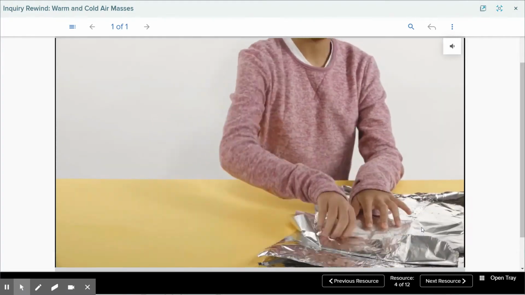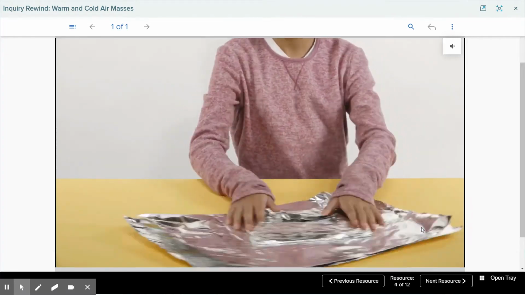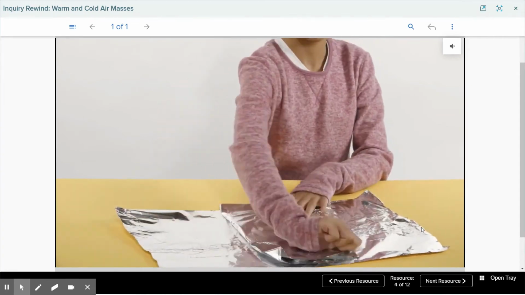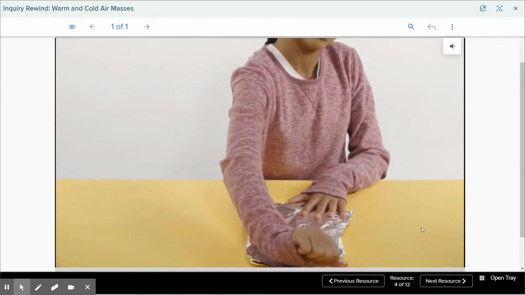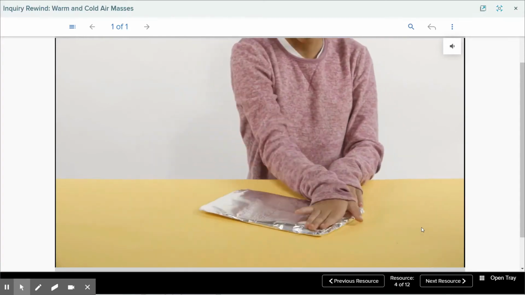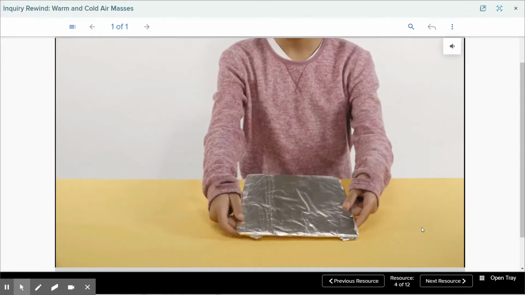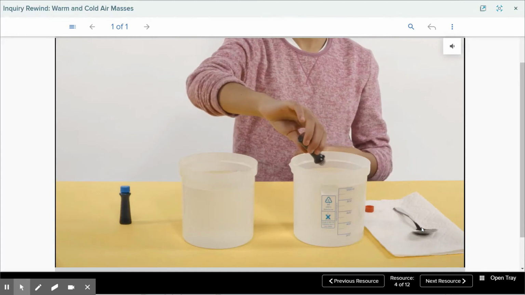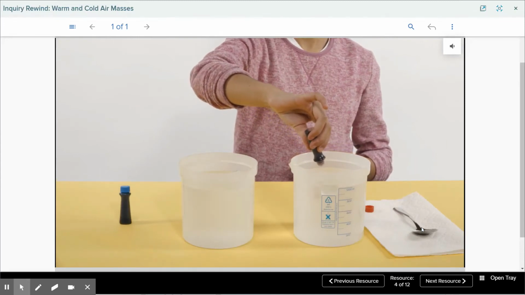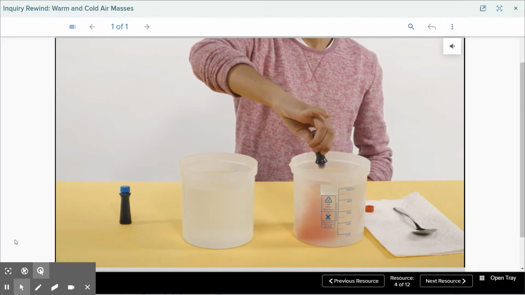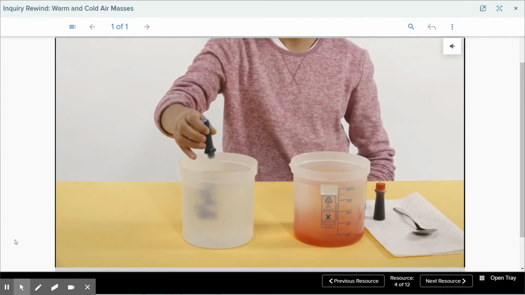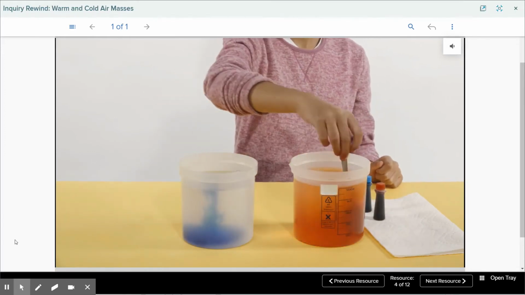First, prepare the water and the cardboard. Wrap the piece of cardboard in aluminum foil. Make sure you cannot see any of the cardboard. The aluminum foil helps to waterproof the cardboard. Next, put 3 drops of red food coloring into the warm water and 3 drops of blue food coloring into the cold water.